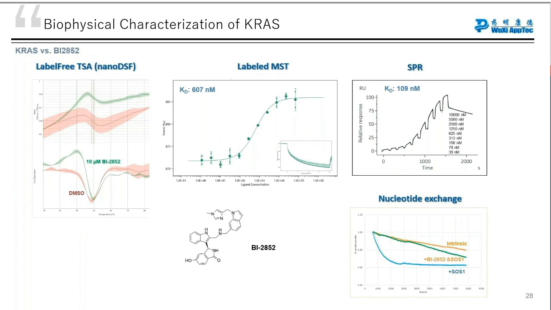KRAS is another example of a very popular ready-to-go assay. Here you can see NanoDSF measurement for KRAS in the presence of BI2852, as well as MST and SPR binding data. In addition, we have established a functional nucleotide exchange assay using MANT-GDP. All those assays can be used for efficient compound profiling as well as to initiate a fragment screening.